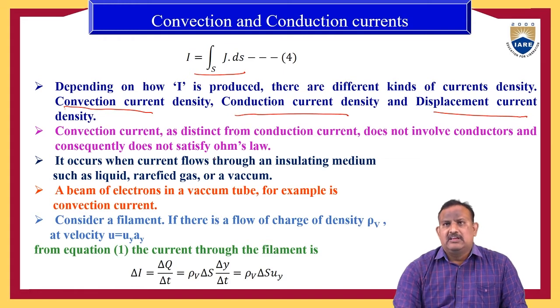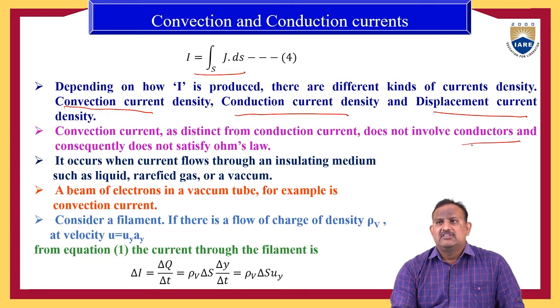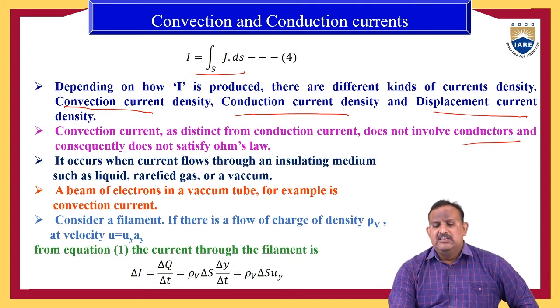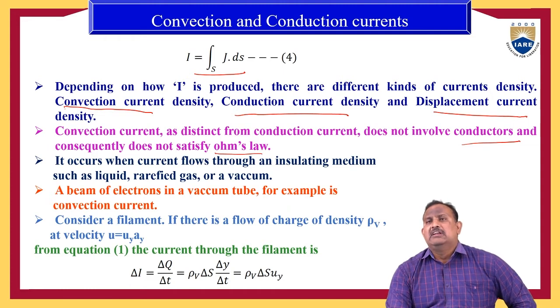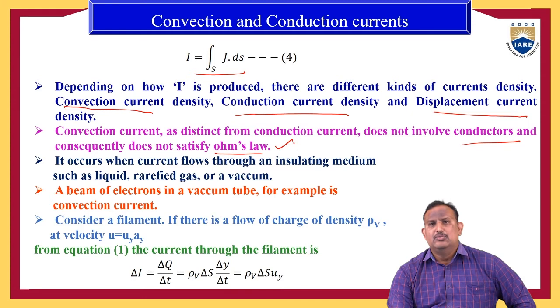Here the convection current density is distinct from the conduction current density. Both are different from each other. A convection current density does not involve any conductors and consequently does not satisfy Ohm's law, because it does not involve any conductor.